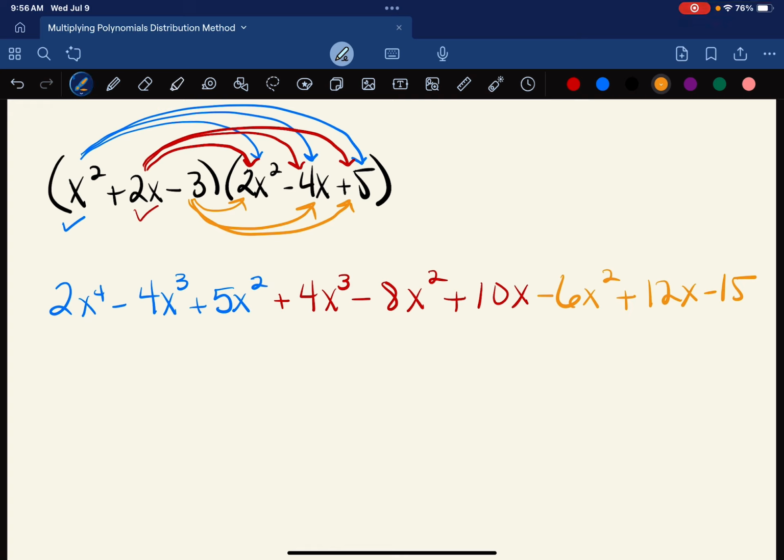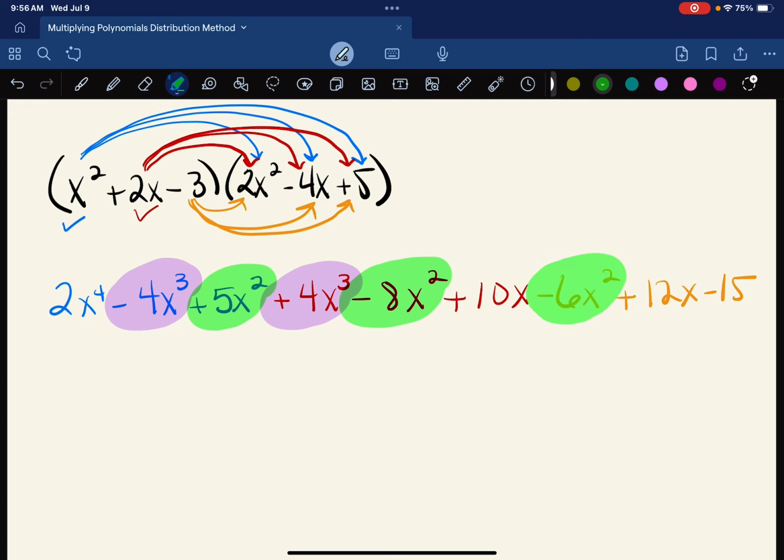So now we're going to look at all of these values and look for our like terms that we can combine together. So I can see that I have a minus 4x cubed and a plus 4x cubed. Those are my first set of like terms. I can see a 5x squared, a minus 8x squared, and a minus 6x squared. And then let's see, what else do I have? I can tell that I also have a plus 10x and a plus 12x.